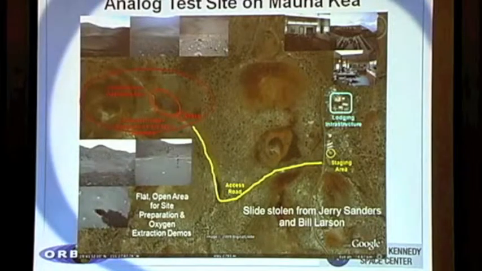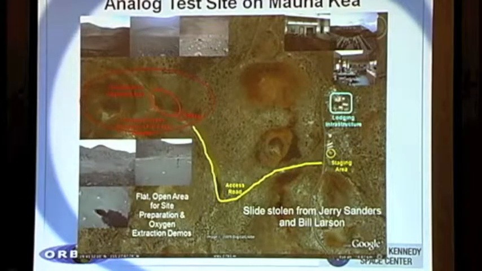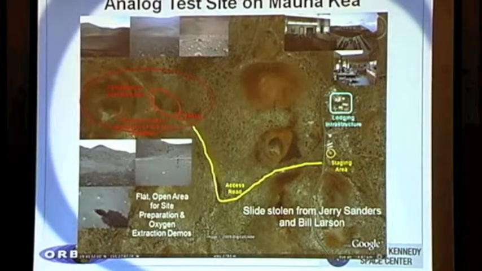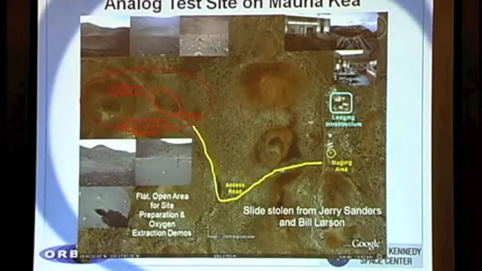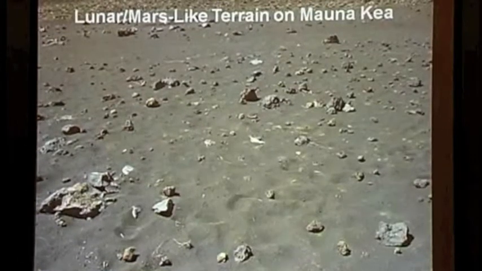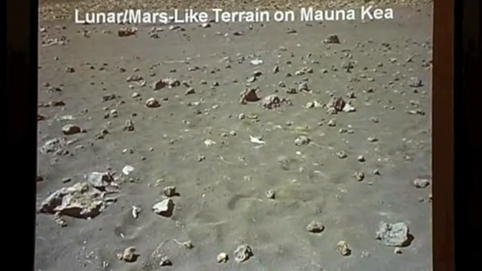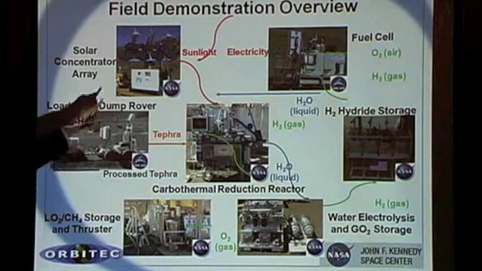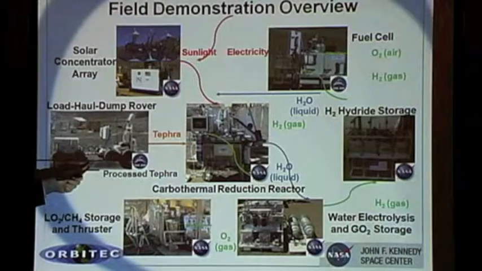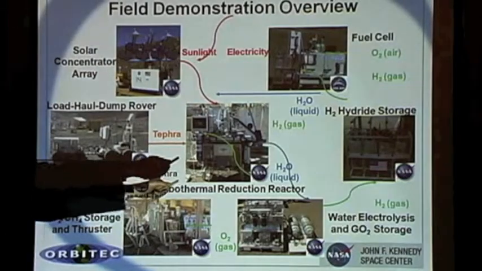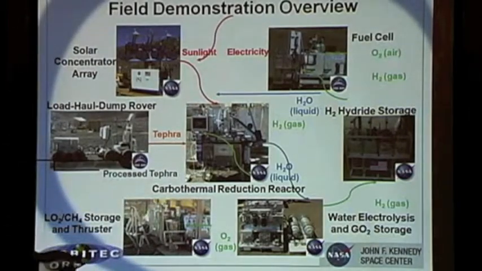Next slide. And here's a top view of that same site. We have this valley we operated in, and then there's some cinder cones nearby. This area is filled with tephra, which is volcanic ash. Next slide, please. And there's a closer up view of it. It looks something like the moon or Mars, as I said, on this level of Mauna Kea. Next slide, please. And here's just another view of the hardware. There's the solar collector again, the fuel cell. Canadians built load haul dumpers to deliver the tephra. There's the carbothermal system. Hydride storage was also there, as you mentioned before. Here's the thruster and electrolysis.